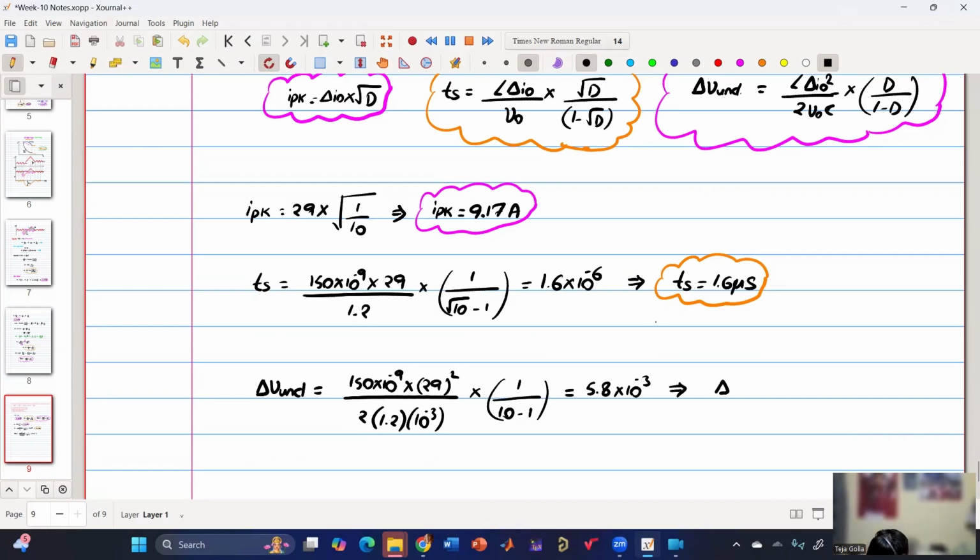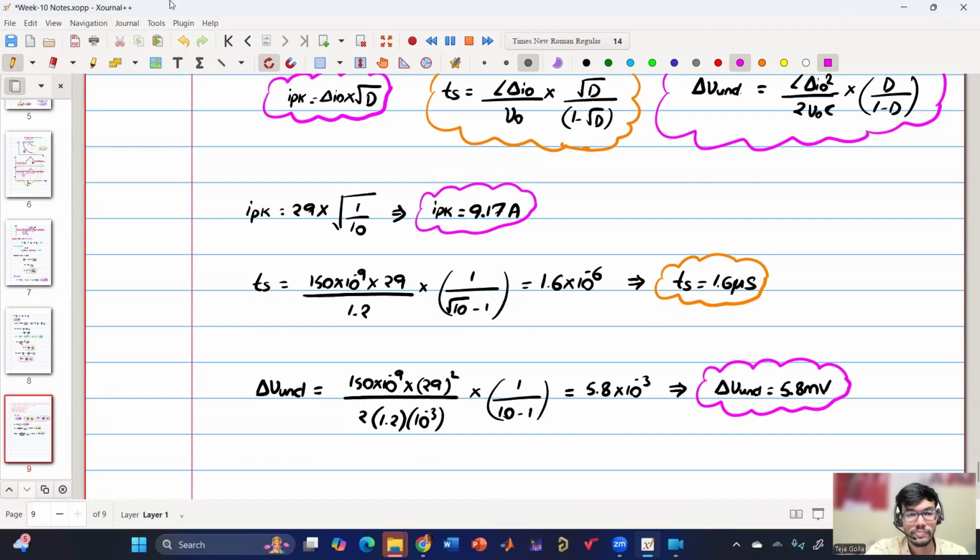I'm getting now delta V undershoot is 5.8 millivolt. Riddhi, is this what you are getting? Can you confirm? I'm getting 5.8 millivolt. Yes, sir. 5.84 millivolt. Okay, good.